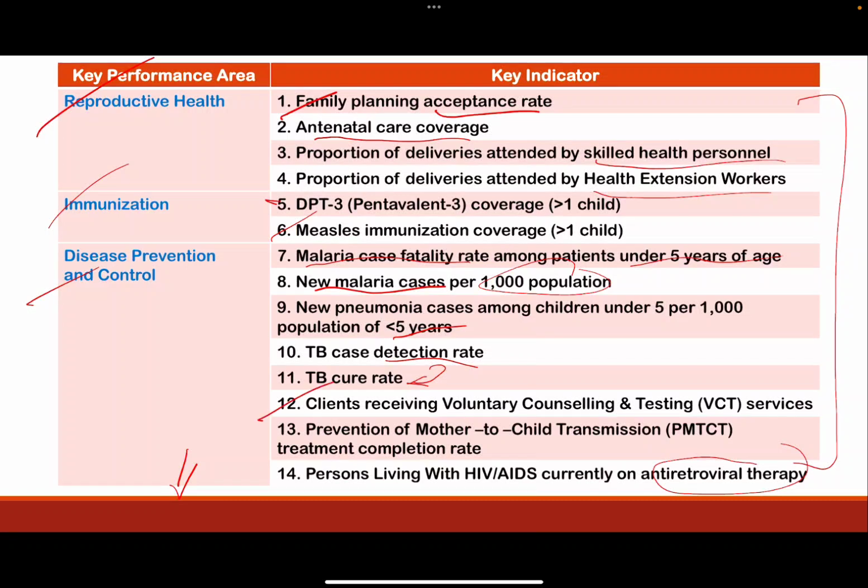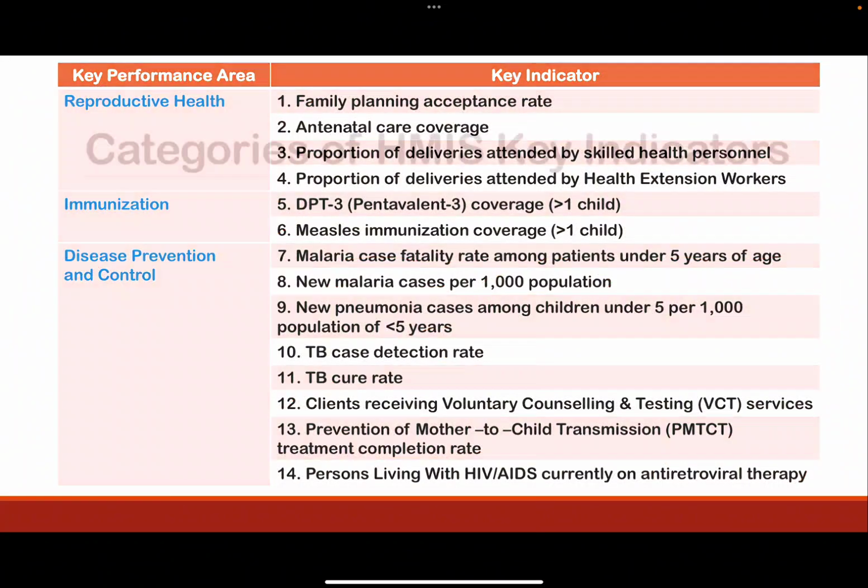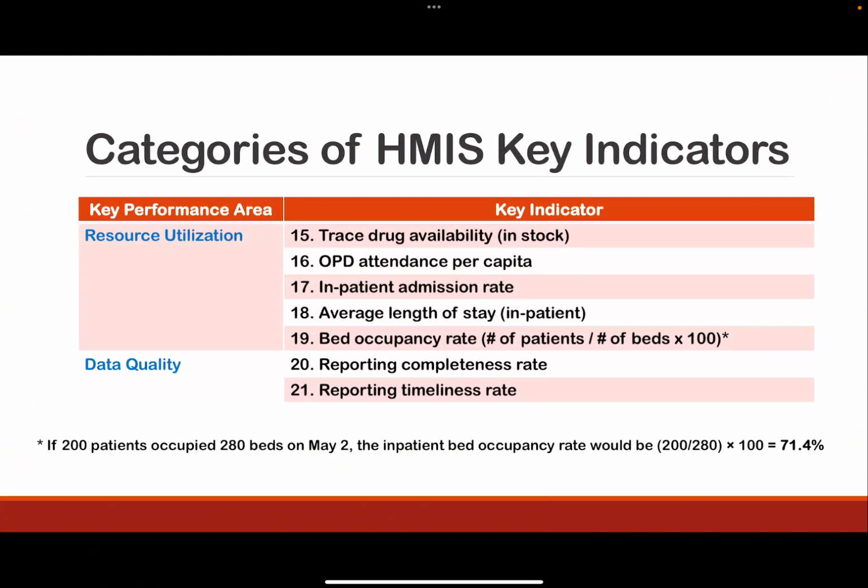Another one, prevention of mother to child transmission or vertical transmission, or what we call the PMTCT, prevention of mother to child transmission, treatment completion rate. Okay. Next, resource utilization. Okay? So, mga resources natin, paano natin ginagamit.